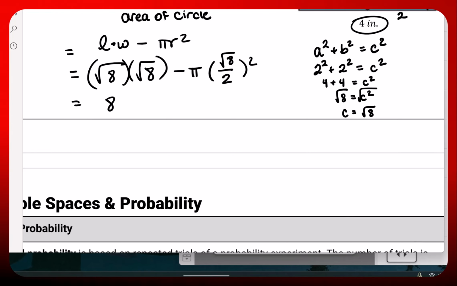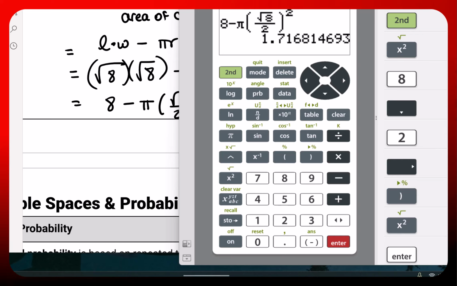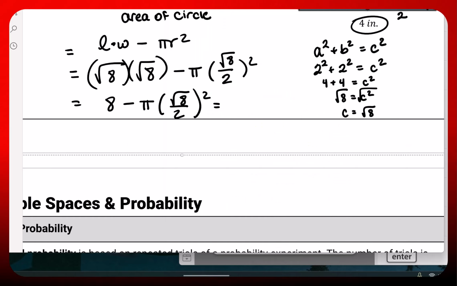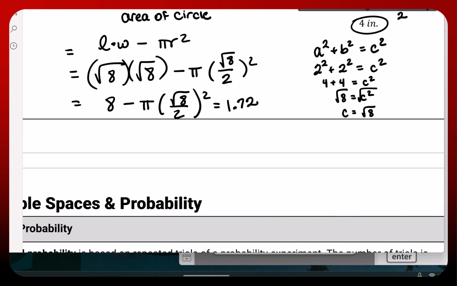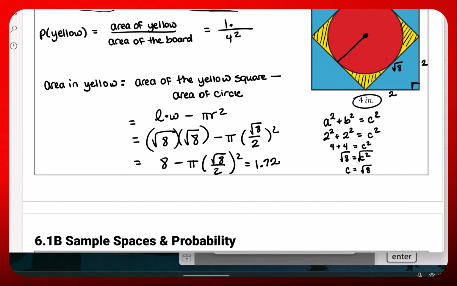Okay, so I'm going to type this into my calculator. I'm going to pause the video, type it in. Let's see what we get. So this is what it looks like when you type it into your calculator correctly. So I'm going to round it to like 1.72. Okay, now I'm ready to go ahead and put this back up here, 1.72. Like I said, there's so many different parts to this problem. So it's a big one.